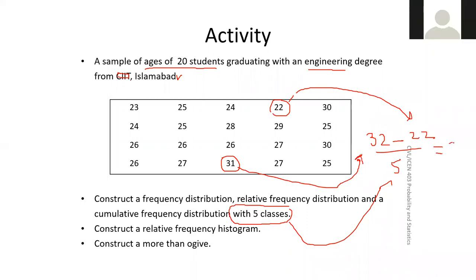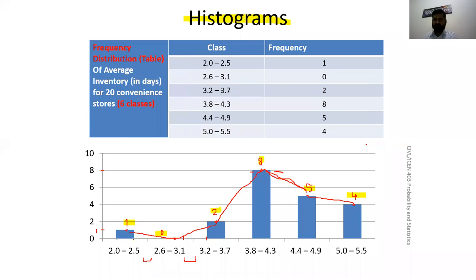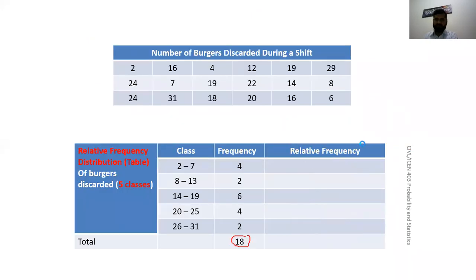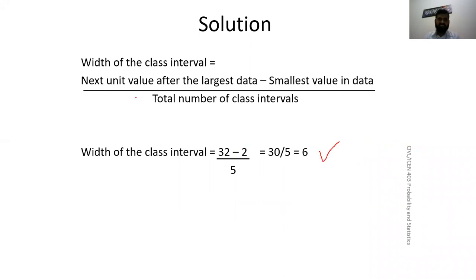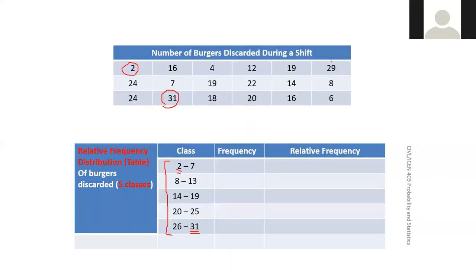Why 32, not 31? Because the formula says the next unit to the highest data. Let me go back. Where is the formula? This formula. You see, the next unit value after the largest data. So that's why we have to go to the next unit.